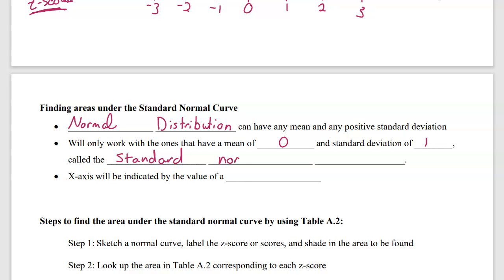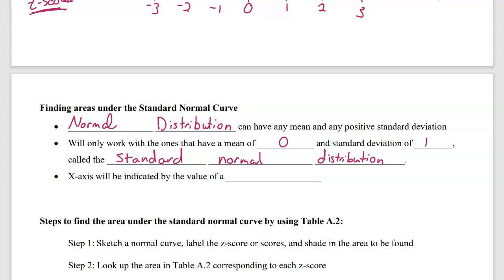And the reason why we want to do that is basically we're standardizing this so that we can compare them. Okay? If something has a mean of 56 and another thing has a mean of 83, we can't really compare them. But once we normalize them or standardize them, we can.